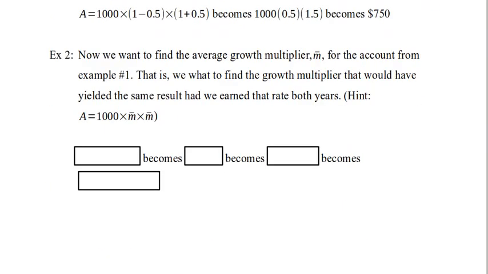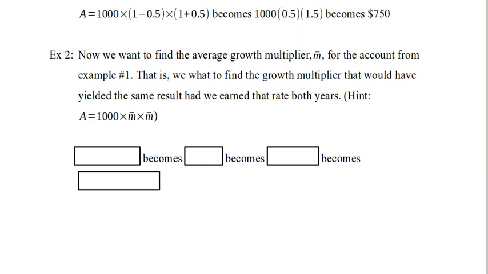It asks us to find the average growth multiplier for the account from example number 1. So now we know that we ended up at the end of 2 years with $750. We started with $1,000. So let's go back to that same equation and let's plug it in. So the key idea here is we want to find the growth multiplier that would have yielded the same result had we earned that rate both years. Let's introduce some new notation.